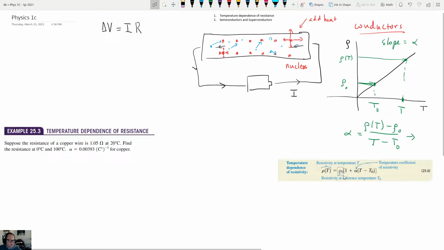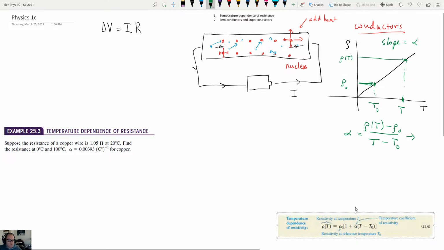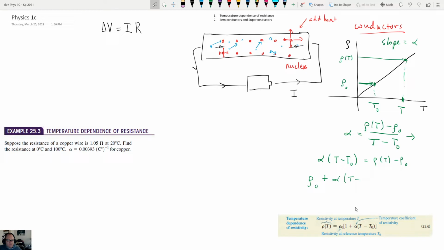Wait a minute, does that work? Confusing myself. If I multiply this over, I would get alpha times T minus T naught is equal to rho of T minus rho naught. You would add the rho naught over here. There should be a rho naught by the alpha. Yeah, it doesn't work out, does it? Because then there's not a rho naught here. So I guess what that means is that maybe rho naught times alpha is what the slope is. Rho naught times alpha. Why does rho naught show up over here?